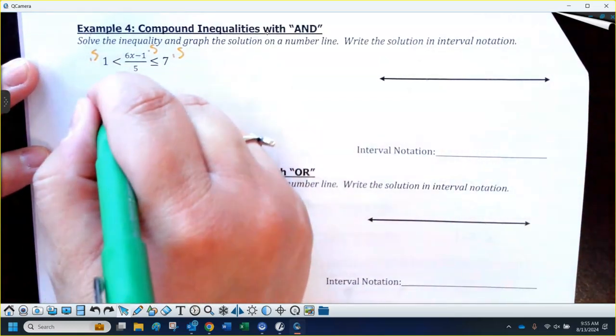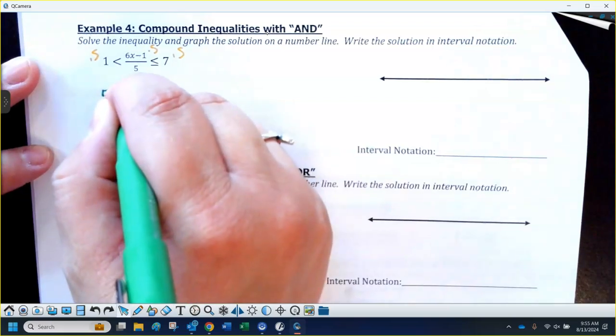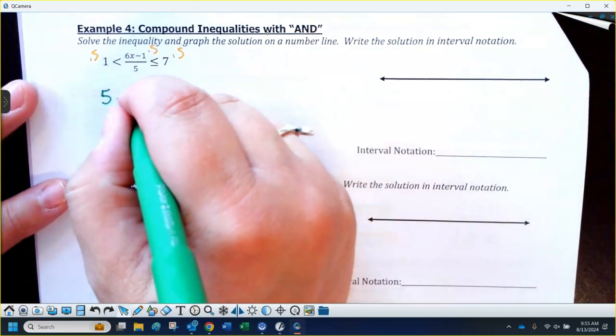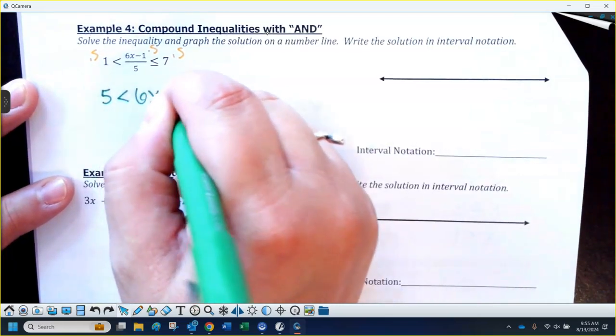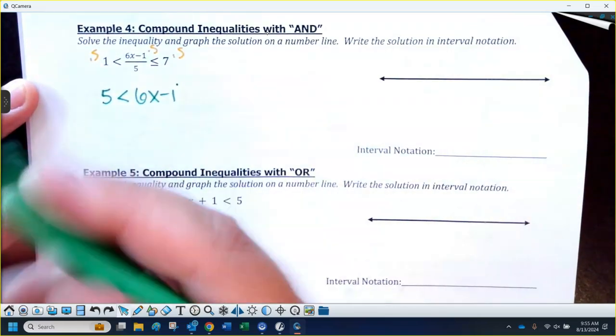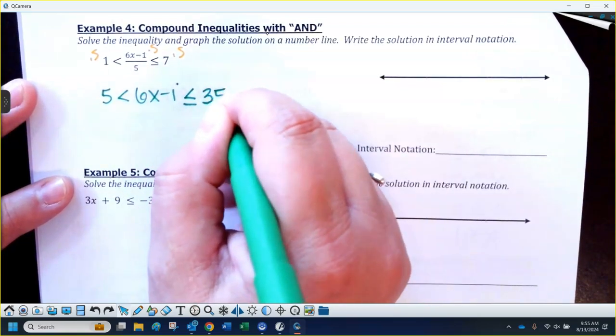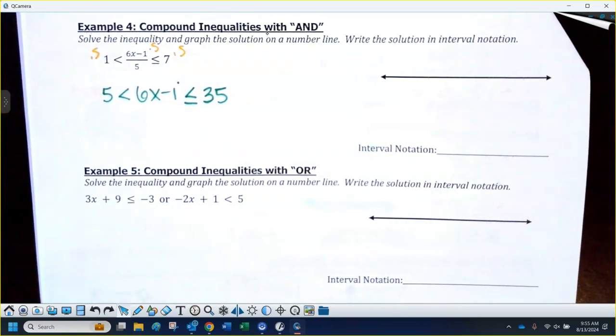All right, so multiplying by 5. So 1 times 5 is 5. And don't switch any symbols. We're not multiplying by a negative number or anything. In the middle, it's just going to drop out the fraction. And then this will stay less than or equal to, but 7 times 5 is going to change that up to be 35.